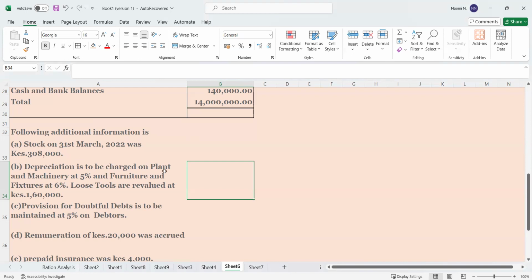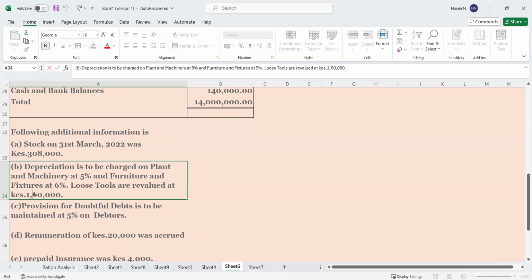Then depreciation is to be charged on plant and machinery at 5% and furniture and fittings at 6%. I think the question is open. It has not told us whether they use the straight line method or reducing balance method. So we'll just adjust using the straight line method.